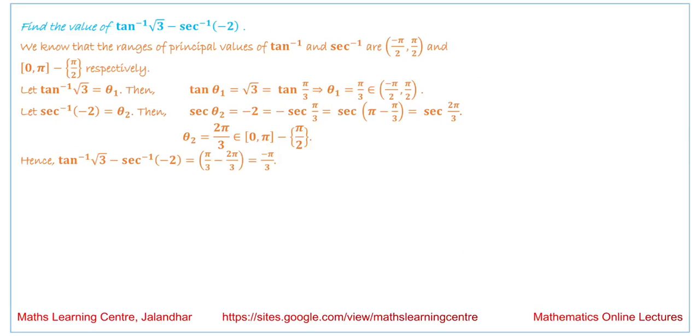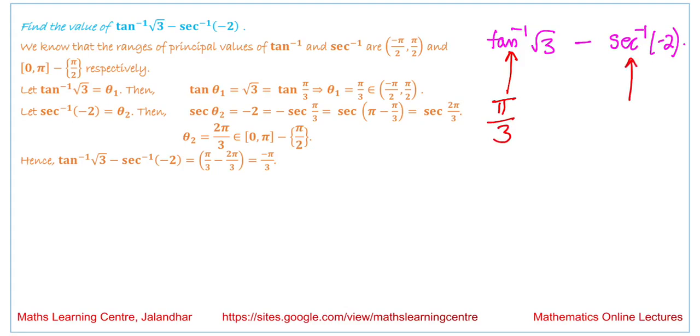Next, find the value of tan inverse of square root 3 minus secant inverse of minus 2. We know that the value of tan is square root 3 when the angle is pi by 3, that is 60 degrees, and the value of secant inverse is minus 2. This value will happen at pi by 3. We require the answer to be negative. As we require the answer to be negative, we write it as pi minus pi by 3, that is equal to 2 pi by 3.